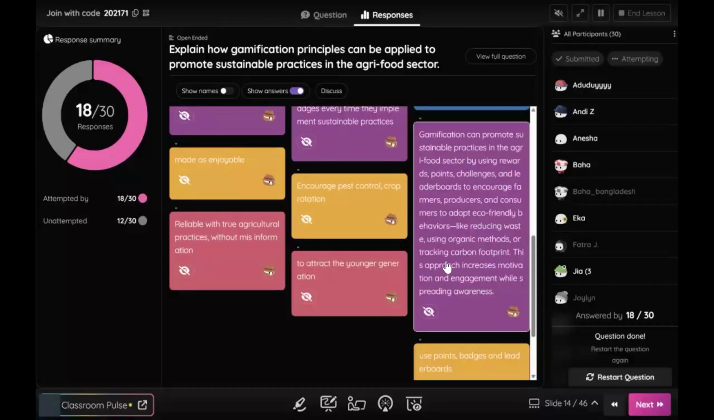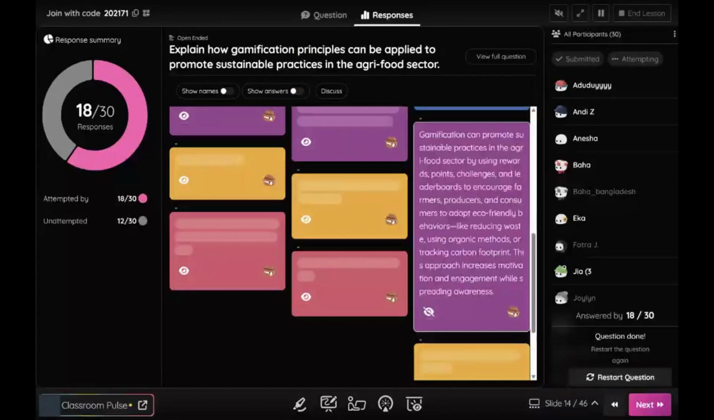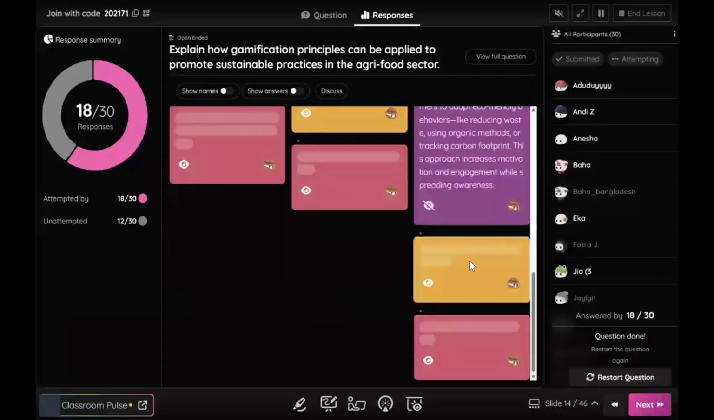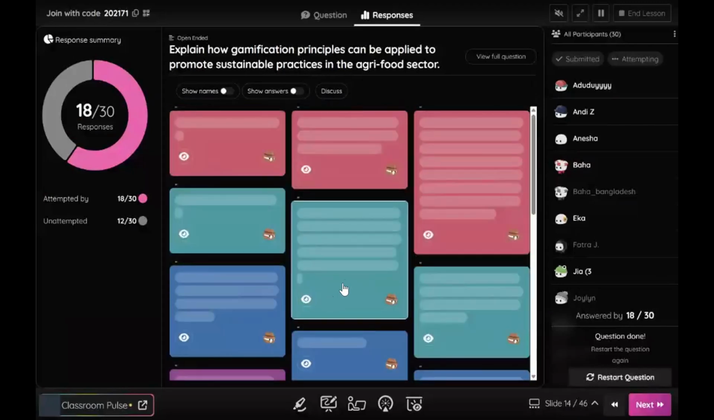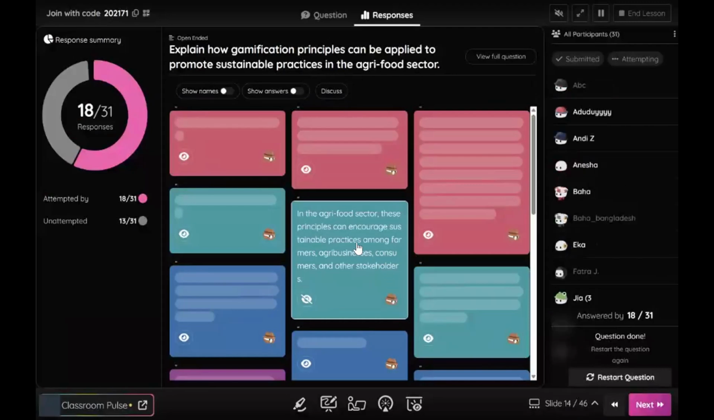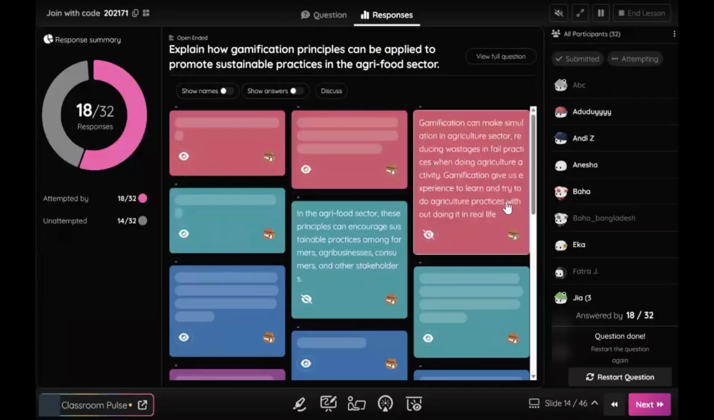So may I know who the student is? Ah, I can click it. But this is a good answer. Let's see other examples of your answers. In the agri sectors, this principle can encourage sustainable practices. Okay, let's see another long answer. Many of you are interested in waste management, I guess.